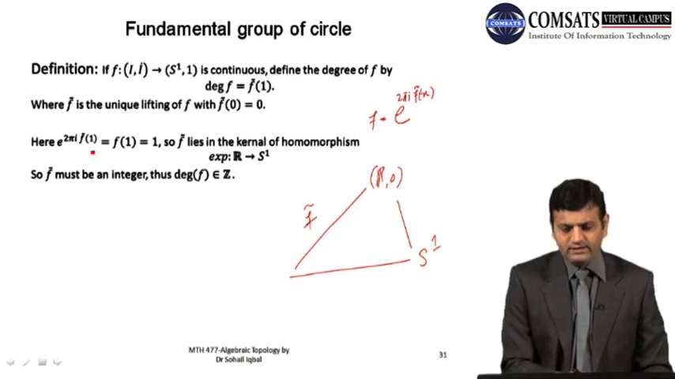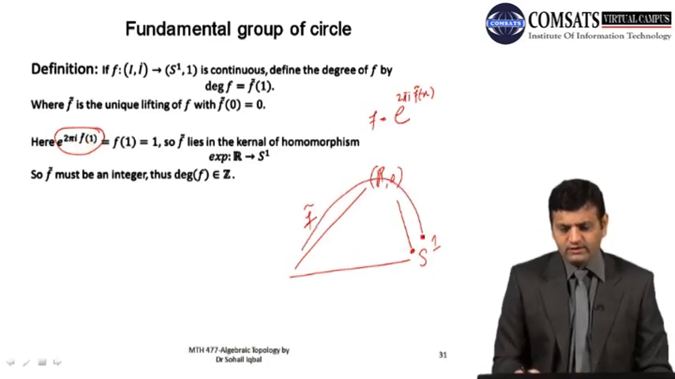Okay, so basically when I calculate 2 pi i f tilde of 1, then I get 1 eventually, so starting from here to here. So in other words, this f tilde lies in the kernel of the homomorphism exp, because I'm getting identity. Okay, so I'm getting identity eventually.